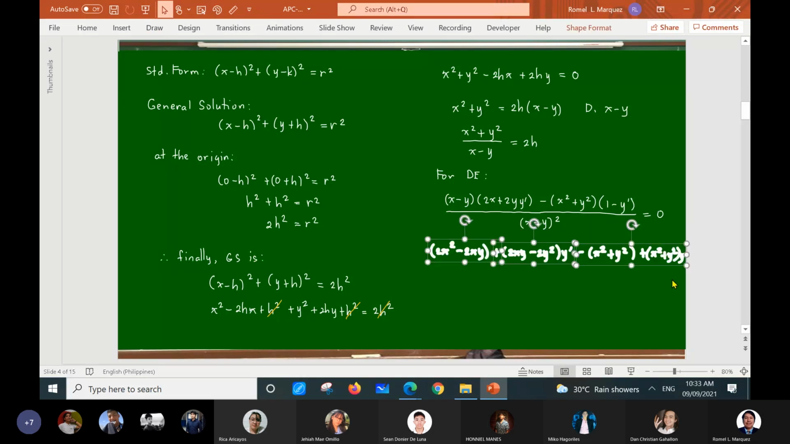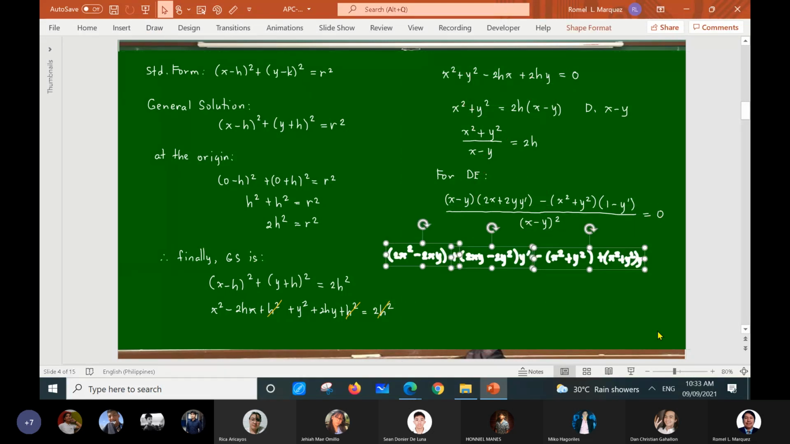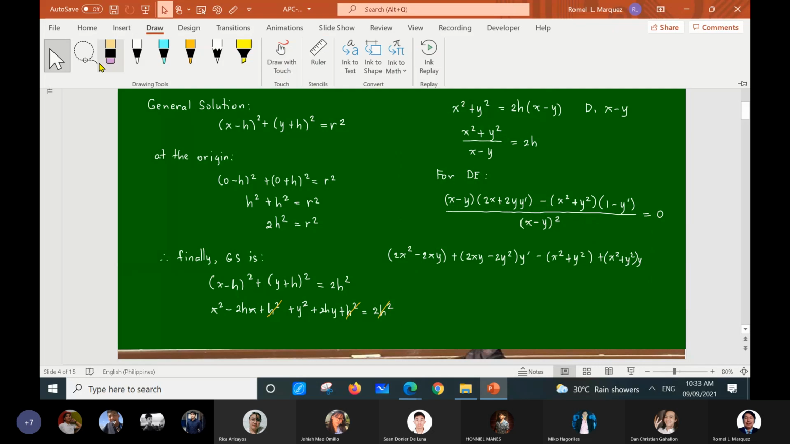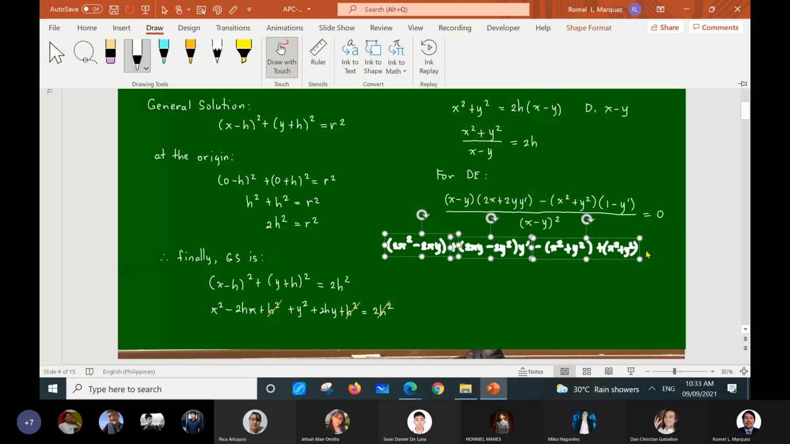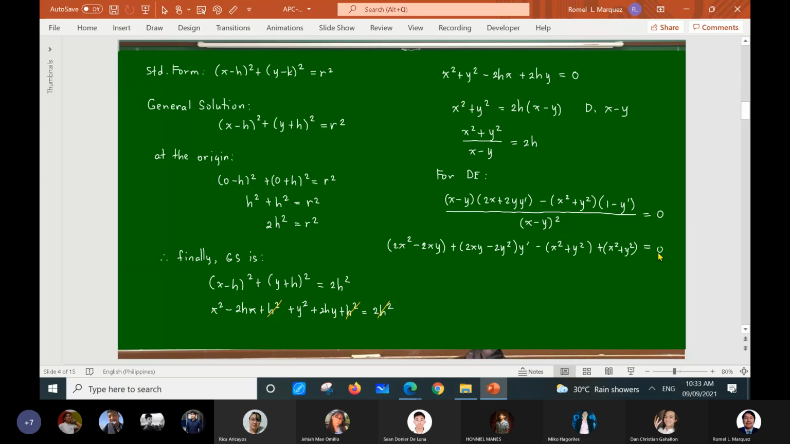Okay, I need the space. No more denominator, right, children? Let's move a little, because we need much space. So, this is equal to 0. Okay? Let's combine those with y prime. Ito yung may mga y prime. 2xy minus 2y squared. Tsaka ito. Ito may y prime to, right? Yan. So, we have positive x squared plus y squared multiplied by y prime.